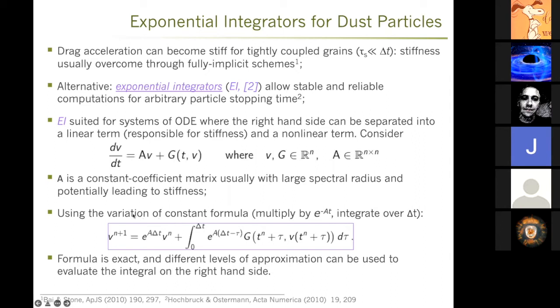Well, then you can use the variation of constants formula, that is, you multiply by e to the minus At, and then you integrate, and then you get the boxed equation, which is exact. Now, the beauty of this is that the stiff term is captured exactly via an exponential matrix, while the other term, the G, the nonlinear one, is not captured exactly, but you can use some approximate technique to evaluate this function. Because it's an integral, you can use Simpson's rule or the trapezoidal rule. But the thing is that now stiffness is captured exactly, so you don't care. You can use approximation in the nonlinear term, but the system will be stable because stiffness is captured exactly.